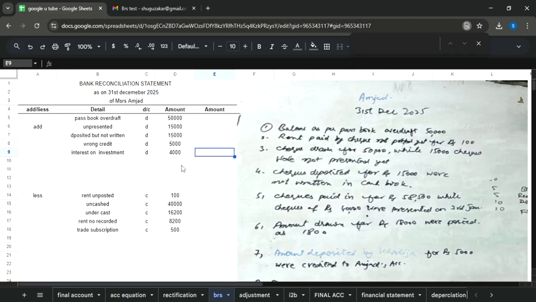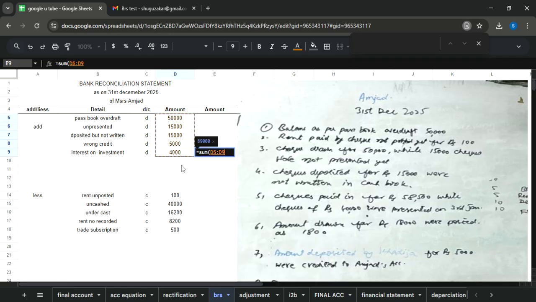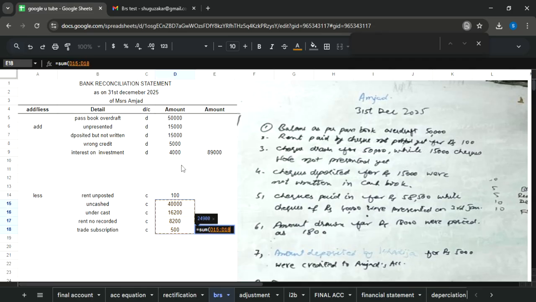So let's start our procedure of calculation. First we will take the sum of all amounts present on the debit side. This is the total of the debit side. Now you will take the sum of all amounts present on the credit side. Both amounts have been calculated. Now you will take the difference: the amount of the debit side, subtract the amount of the credit side. So you have got the difference. This is your answer over here.